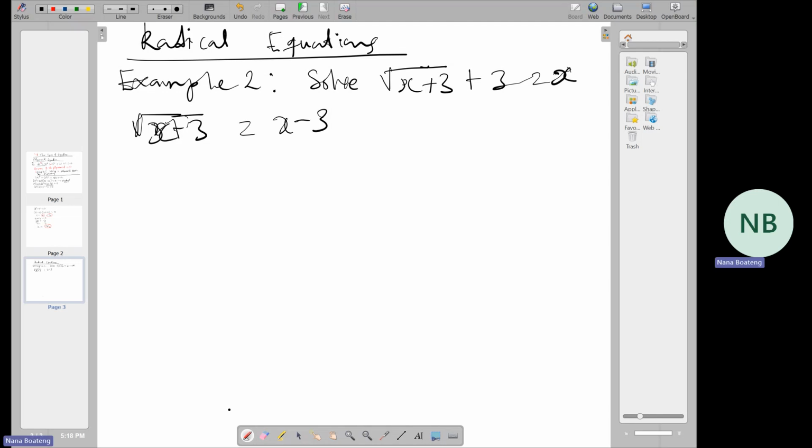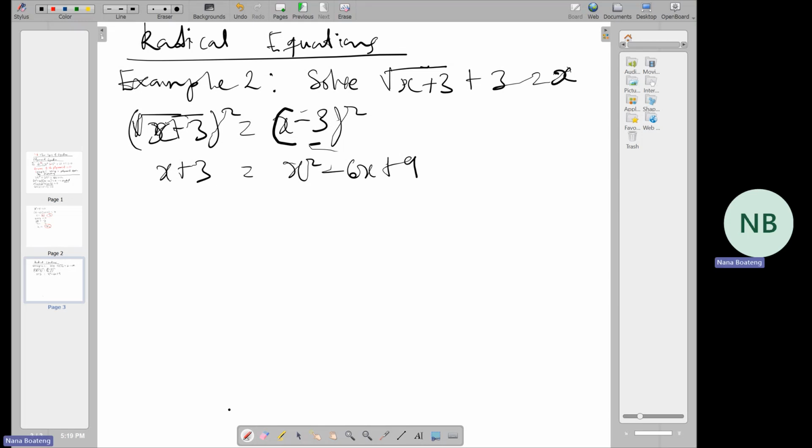And so at this point, we can square both sides. If we square both sides, the square root of x plus 3 times the square root of x plus 3 gives us x plus 3. And this is equal to x minus 3 squared, which when we expand will give us x squared minus 6x plus 9.